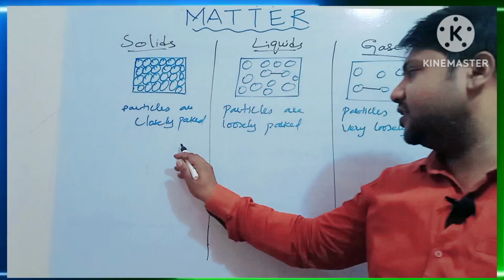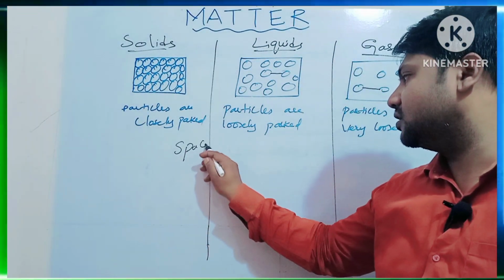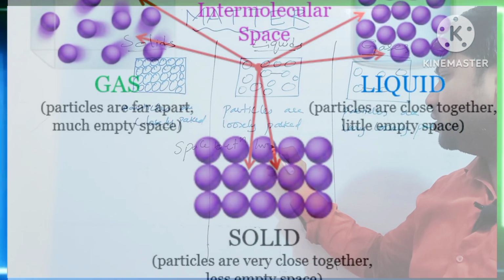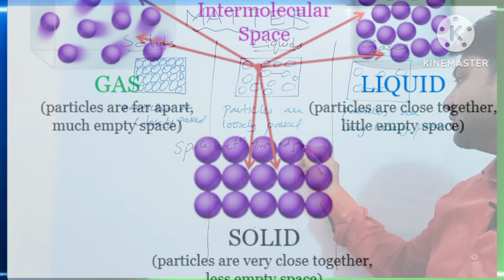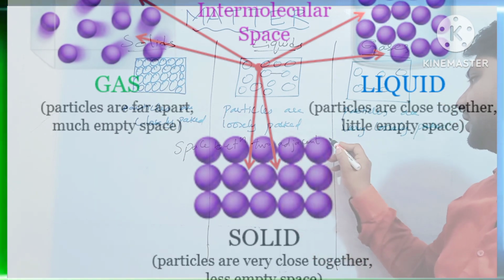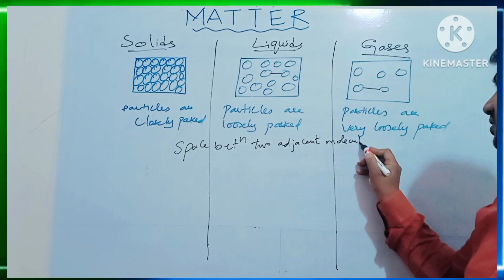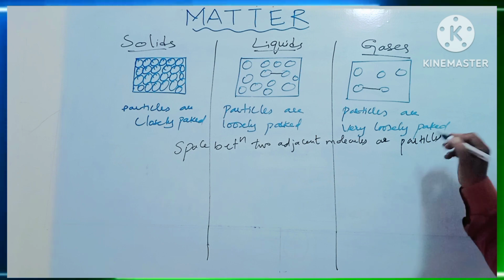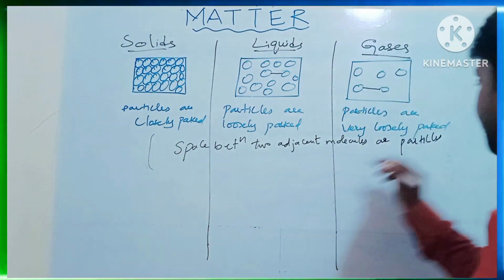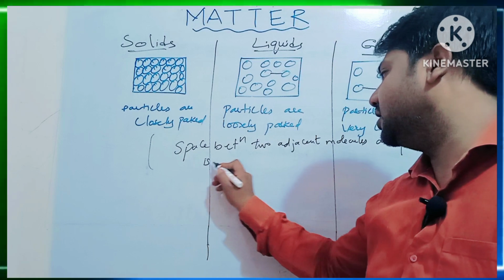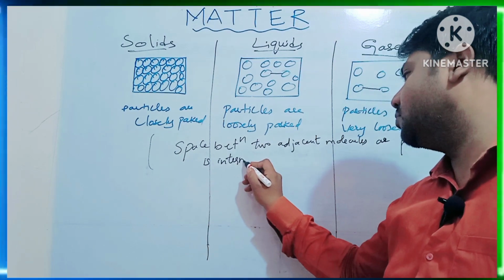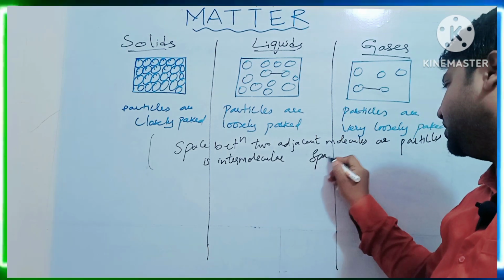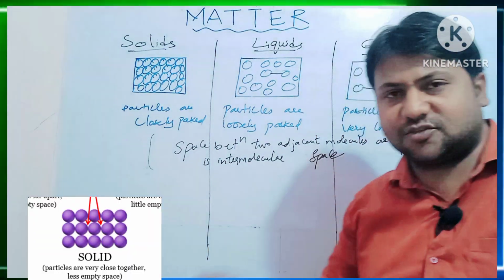It is the space between two adjacent molecules. Adjacent molecules are particles. The space between them is called intermolecular space.